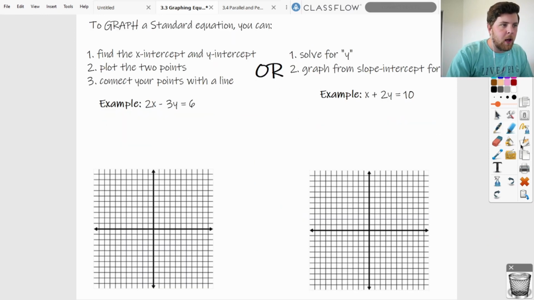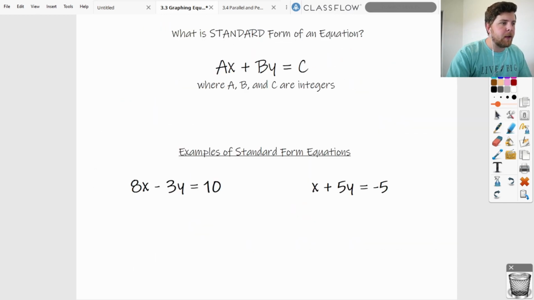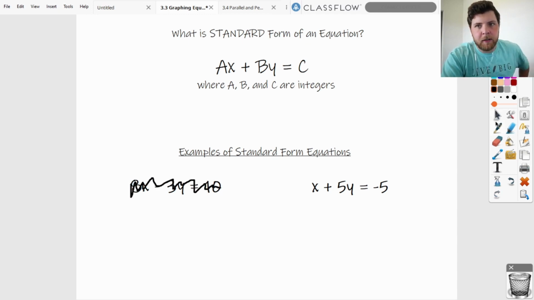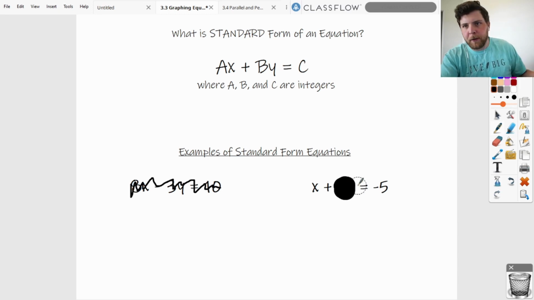Okay, so looking here, actually let me go back and show you on these examples so that it makes a little bit more sense. I'm going to show you on this second example because it works out a little bit better. So we'll pretend like this doesn't exist for now. If I wanted to find my x-intercept, I am going to plug in 0 for y, aka I'm going to pretend it doesn't even exist, because it's multiplied by 0, it's gone.